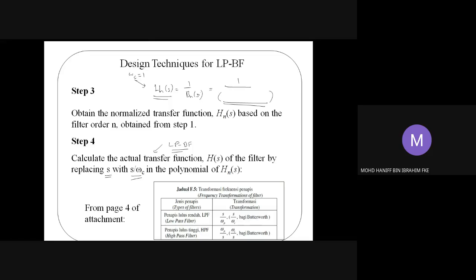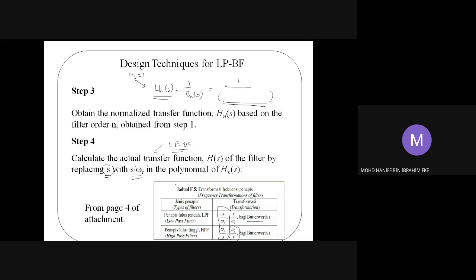But if your filter is a high pass type, I'm referring again to this table F5, your s term needs to be substituted with omega C divided by s for the case of Butterworth. The Chebyshev case will be learned later, on Sunday. Because we are dealing with a low pass Butterworth filter, the s will be substituted by s over omega C.